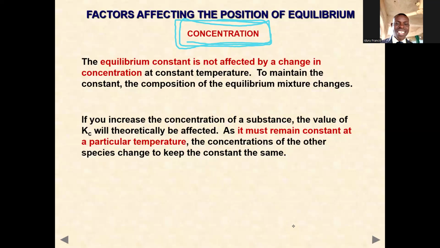That's about that. Is it clear? Yes, sir. Let me quickly write the paragraph that we're just talking about. If you increase the concentration, let me just quickly write it down.